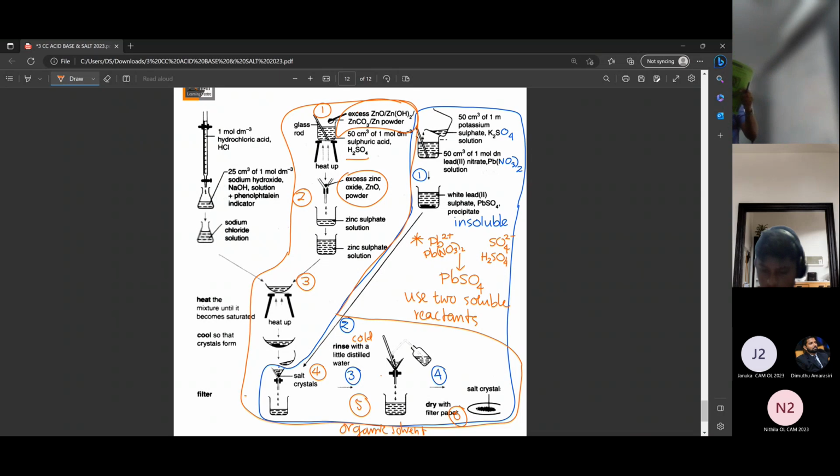Add excess of zinc carbonate and stir until most of it dissolves while heating.